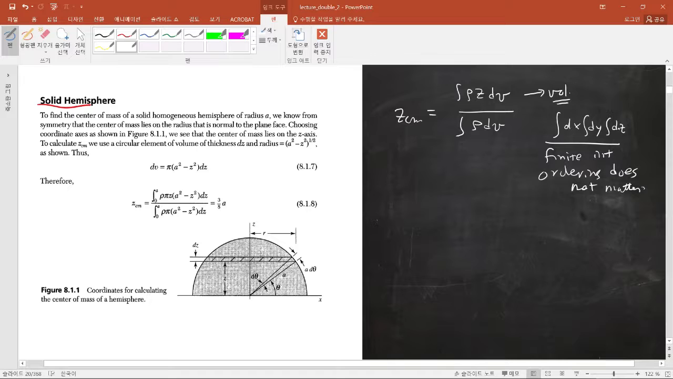So you can choose any order you wish. You can do z first, or you can do y first and then z, because this is a finite integration. Now, the best way of doing this is as is in here. You do the xy integration first, and then you just pile this along the z direction.